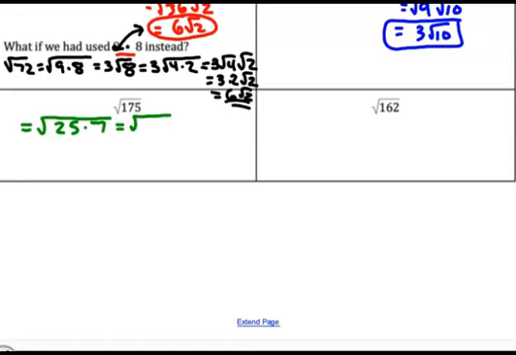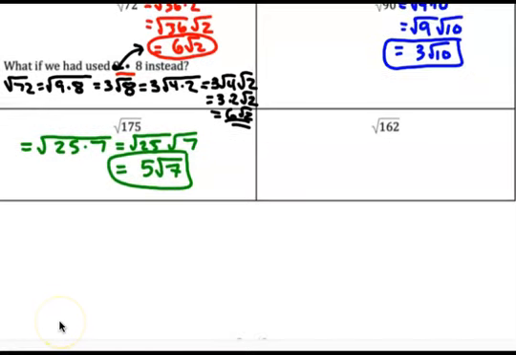So this is the square root of 25 times the square root of 7, and the square root of 25 is 5. And we look at the square root of 7, and that's a prime number. There's no perfect squares that go into 7, so we know that 25 was the biggest perfect square we could have had. Okay? And then let's look at 162.